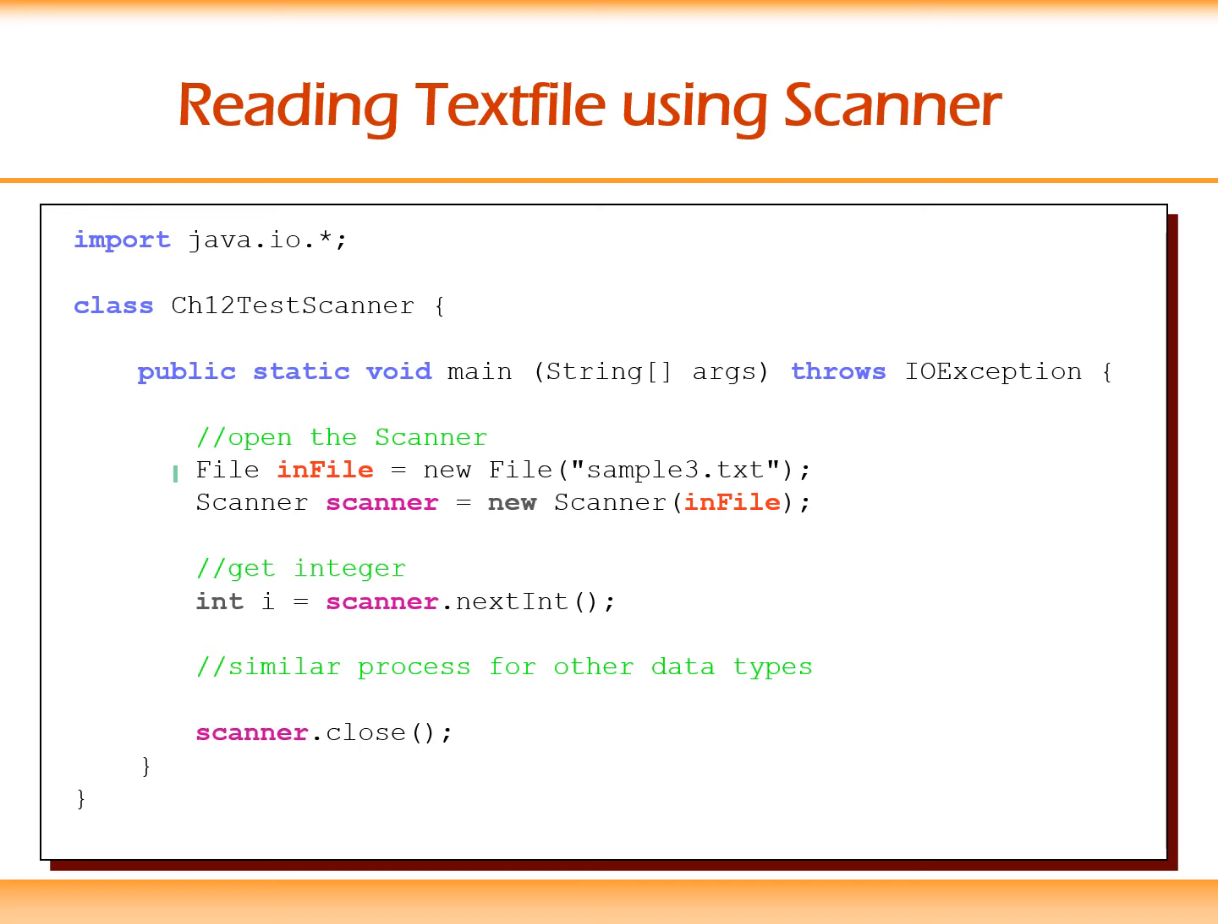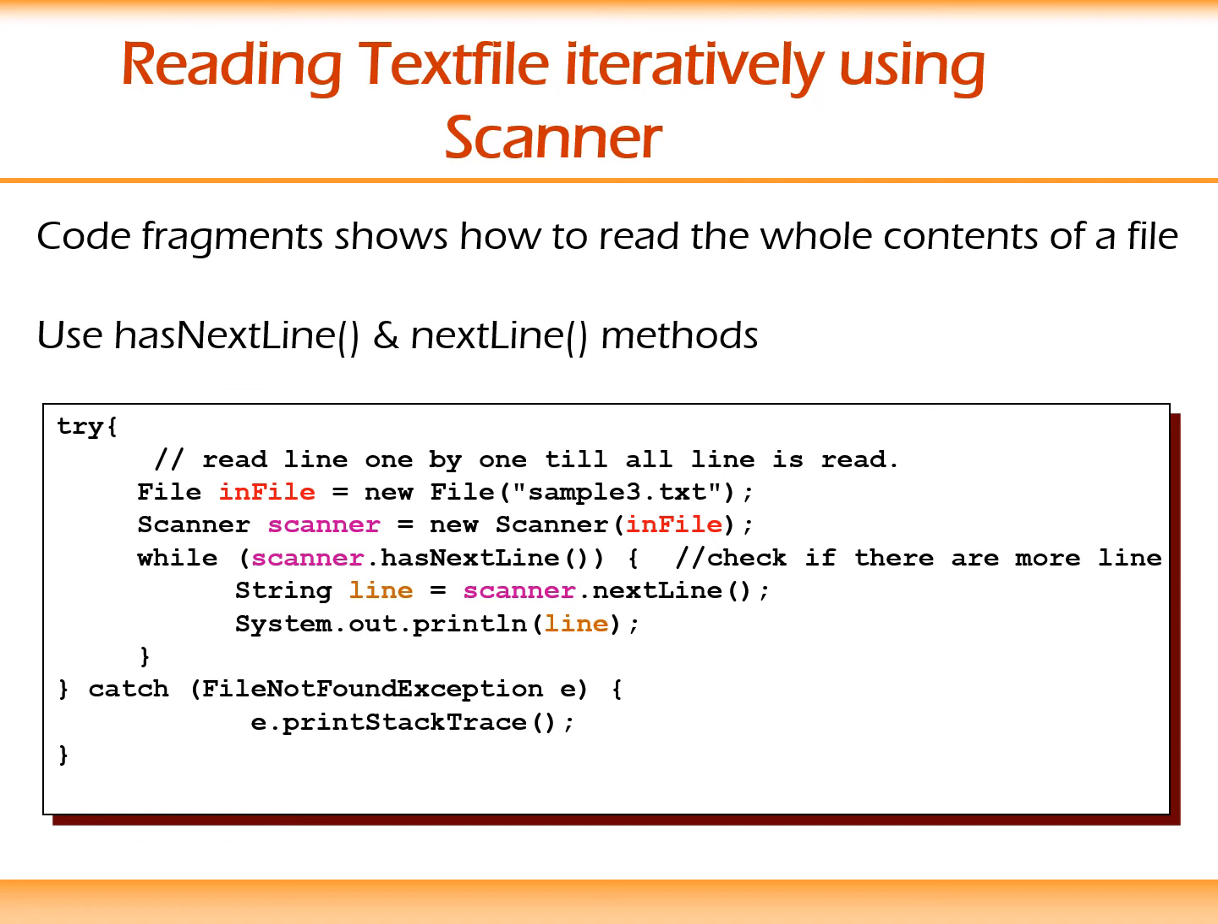If you want to read the integer, again, you can only know what to call if you know the content. But if you don't, you need to be more flexible. If you want to read the first item just now in the sample tree, it's an integer, so you call nextInt. Then whatever process you want to do, you close it. When you are using Scanner, there's a method called nextLine or hasNextLine. You can use this.